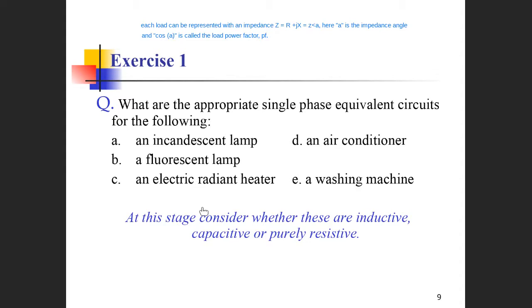Broadly speaking, each user may be an inductive impedance or inductive load, which has resistance and inductance with a lagging power factor, or a capacitive one. A capacitive one means it has resistance plus capacitance. Its power factor is usually leading. That means the current in a capacitive load leads the voltage across the capacitive load, while the current in an inductive load lags the voltage across the inductive load. Or the load may be a pure resistance.